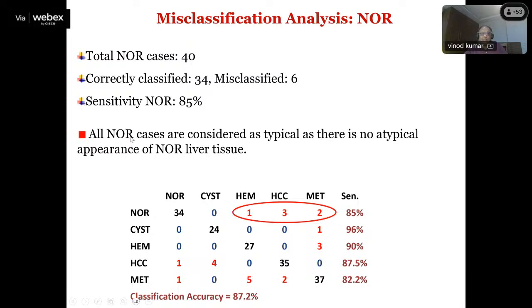87.2, all normal. We then discussed with the radiologist. All normal cases are considered typical as there is no atypical appearance of a normal liver lesion. So the radiologist said all the 40 are typical. There is no atypical. So this misclassification is not because of atypical cases. So we have to improve our feature vector only.